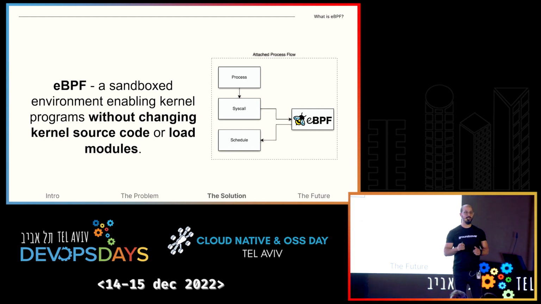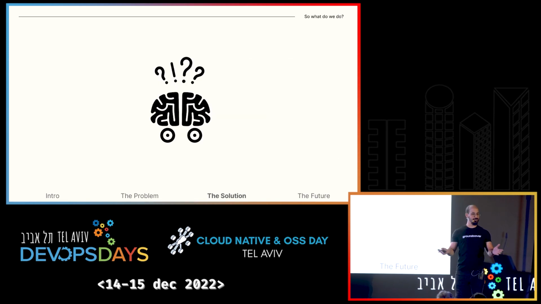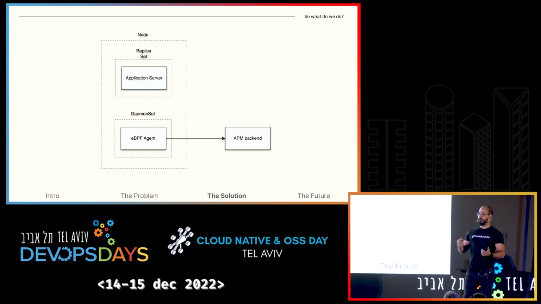Extended Berkeley Packet Filter, also known as eBPF, is a sandbox environment that allows running programs in the kernel without changing kernel source code or loading modules. What it means for us is that we can safely run eBPF programs as hooks to system call operations. That's a very cool technology, but how can we use it for tracing? eBPF agents typically run as daemon sets and write to a backend. They can sniff network packets, access process memory, detect exceptions and exit codes, and so much more. Let's see how they can help us find the missing piece of our puzzle.